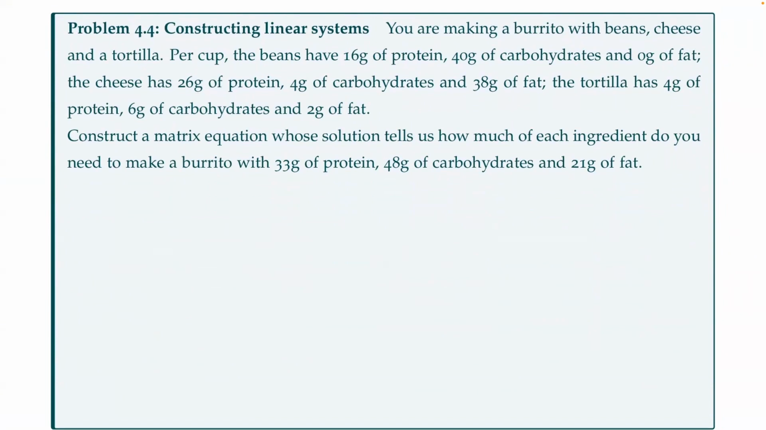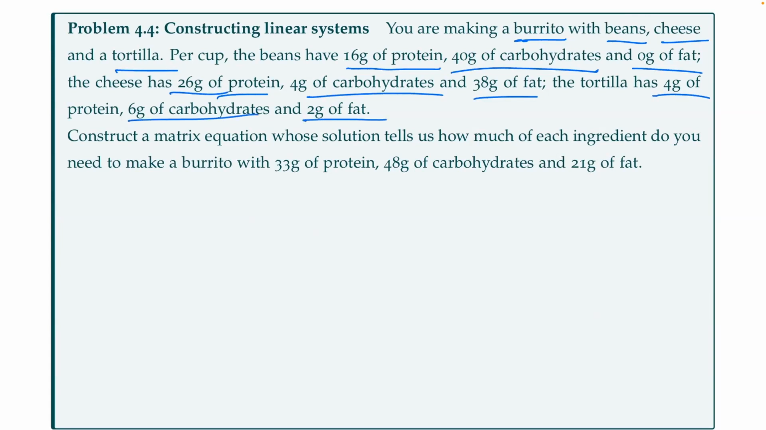You want to make a burrito with beans, cheese, and tortilla. And you have some information about the nutrition provided for each of these different ingredients, okay? And you want to work out, well, how much of each of these different ingredients do I need to make a burrito with a certain distribution of nutrition, okay? So we want a certain amount of protein, a certain amount of carbs, a certain amount of fat in this burrito. How do I do it based on the information I have?